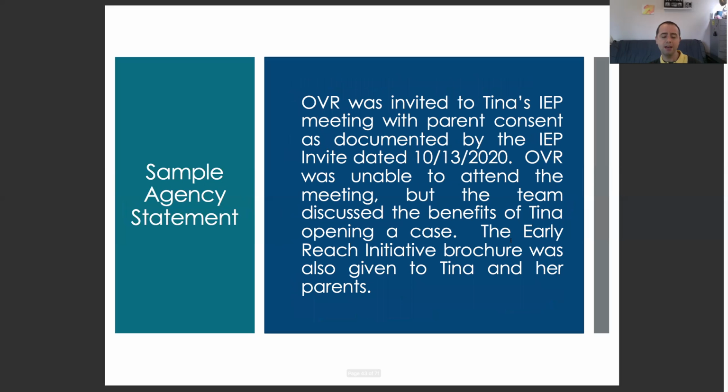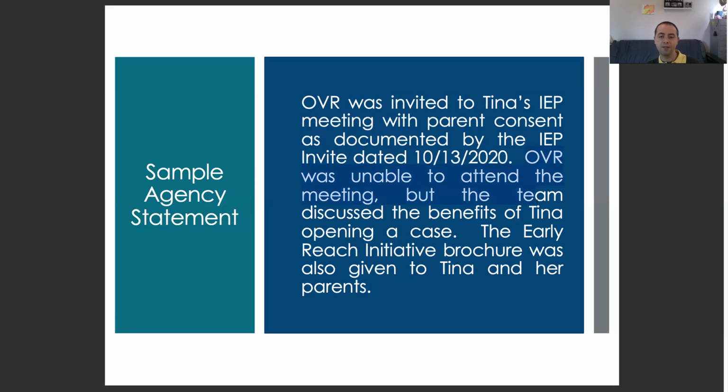So a sample would be, OVR was invited to Tina's IEP meeting with parental consent as documented by the IEP invite on October 13th, 2020. OVR was unable to attend the meeting, but the team discussed the benefits of opening a case. The Early Reach Initiative brochure was also given to Tina and her parents. Not only do we need to document the fact that we had this parental consent here, but we also have to give a takeaway. When you go into the actual IEP meeting, you're going to that IEP meeting with a draft document, okay? So the statement could just be as simple as this: OVR was invited with parental consent.